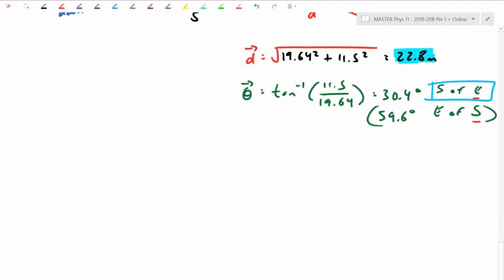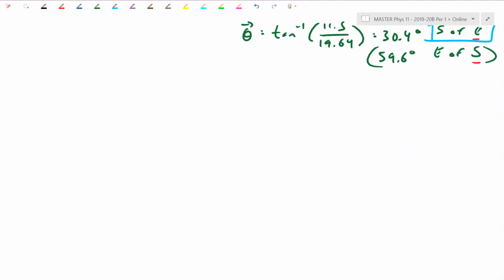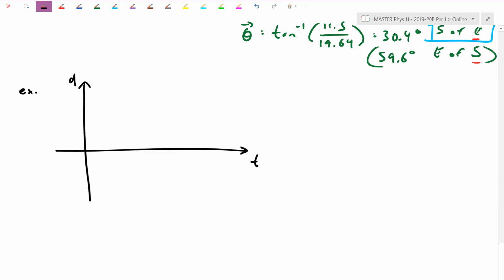Next question I want to do with you here is a position time, velocity time graph sort of question. So let's take a look at a position time graph, d versus t. And we'll just try to scale it out. 1, 2, 3, 4. Make this 10 and negative 10. So I'm going to sketch a motion for you here.